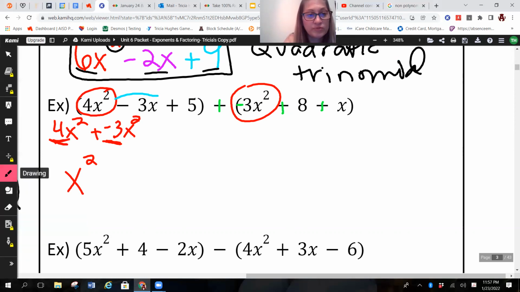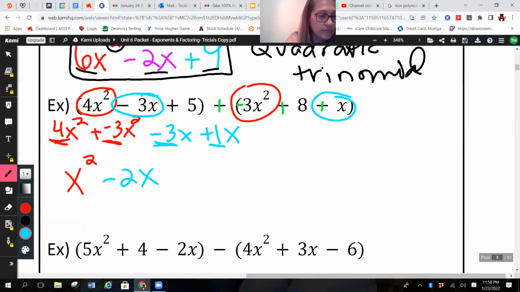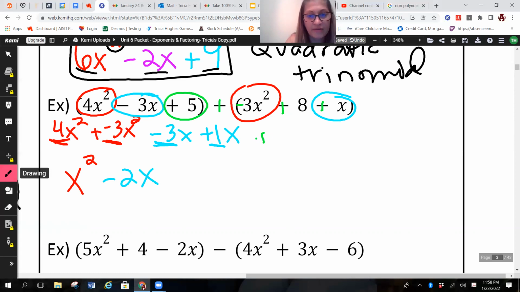Next, I'm going to use my x terms. Now I have a negative 3x and a positive x. Remember, x is really a 1. So I'm going to type in a negative 3 plus 1, and that's a negative 2. Then last of all, I'm going to type in a 5 plus an 8. Well, 5 plus 8 is 13.